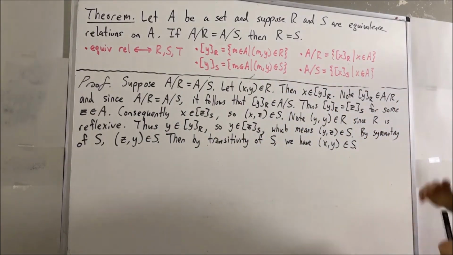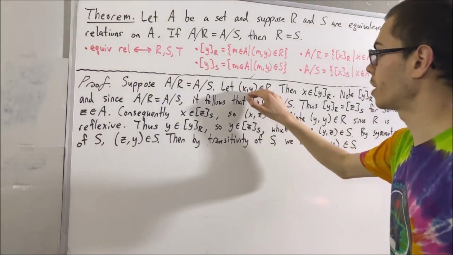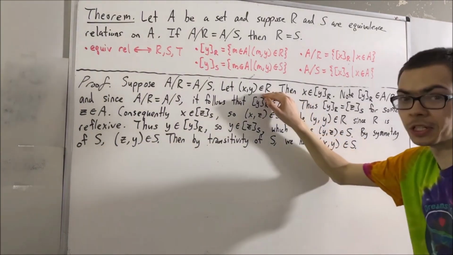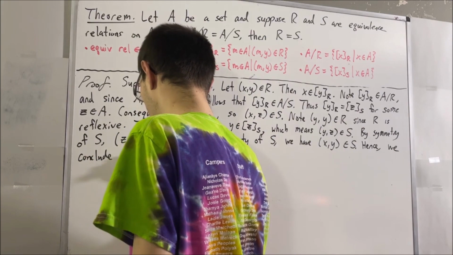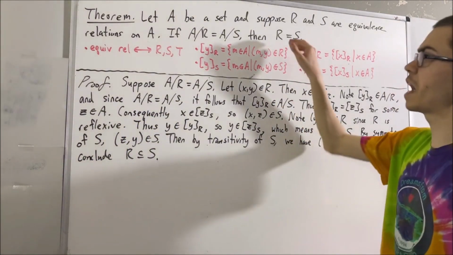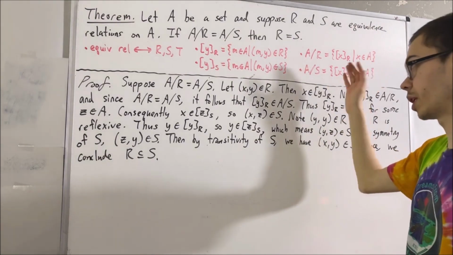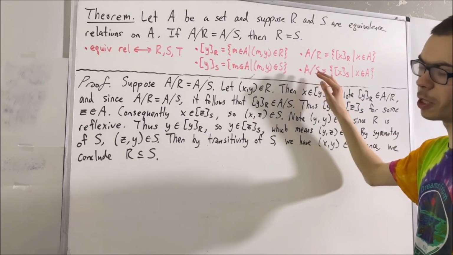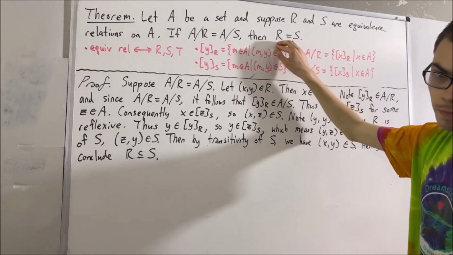So we started with an arbitrary element of R, and we showed that same element must also be in S. Therefore, everything in R is also in S. So now what we would like to do is show that everything in S is also in R. But you know what? I'm actually not going to show that everything in S is also in R.